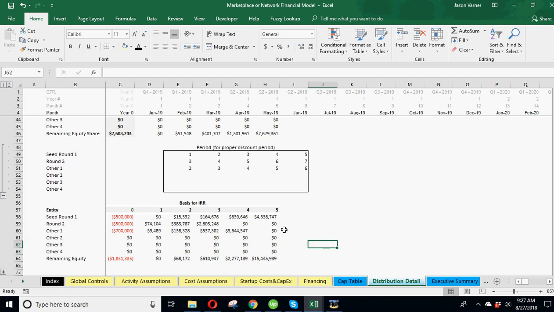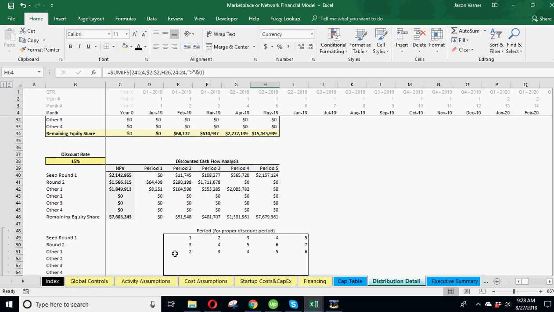And you can see I confused myself. Since this is year five for this other one, this is where they're actually getting whatever the share of the exit proceeds is, and then this is for seed round one, and this is for the remaining equity. So these three are actually all in the last year. But that's the only way to do it that I could see to make it actually make sense.